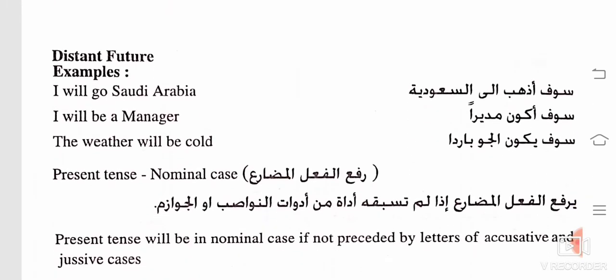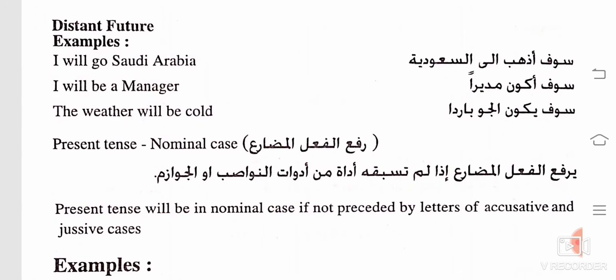Then, distant future examples. Saufa adhabu ila Saudiya. I will go to Saudi Arabia. That will happen after long days, so that's why it is distant future. It is not specific, like today I will go or tomorrow I will go. It is not specific. I will go. That means I will go long after. So saufa is distant future.